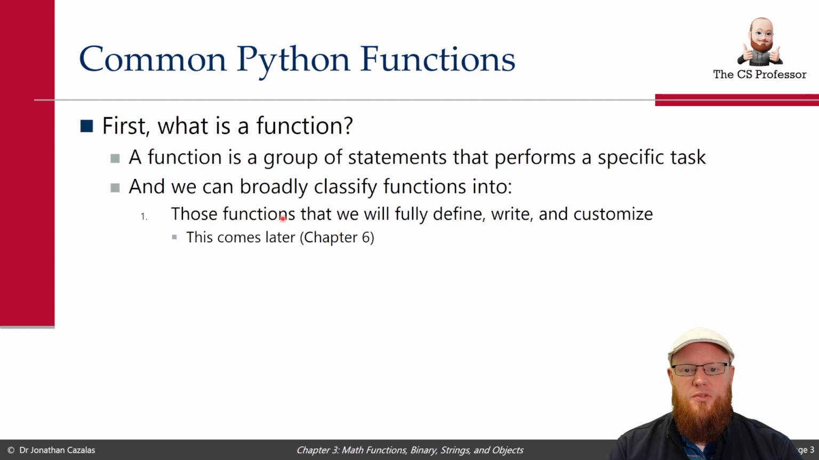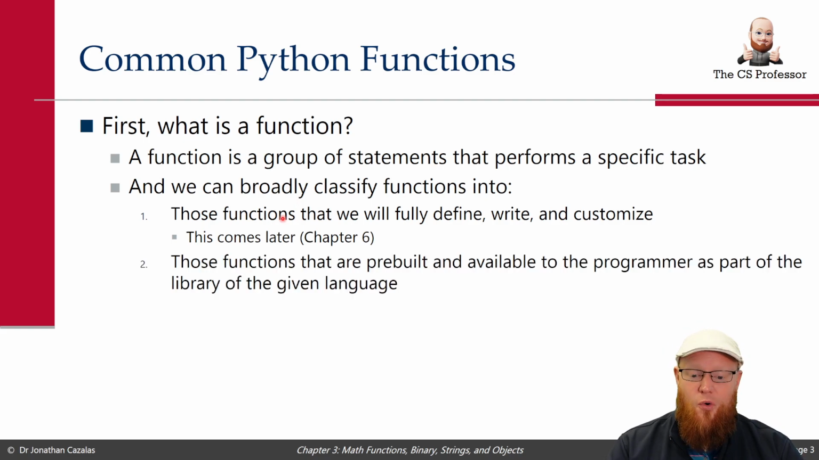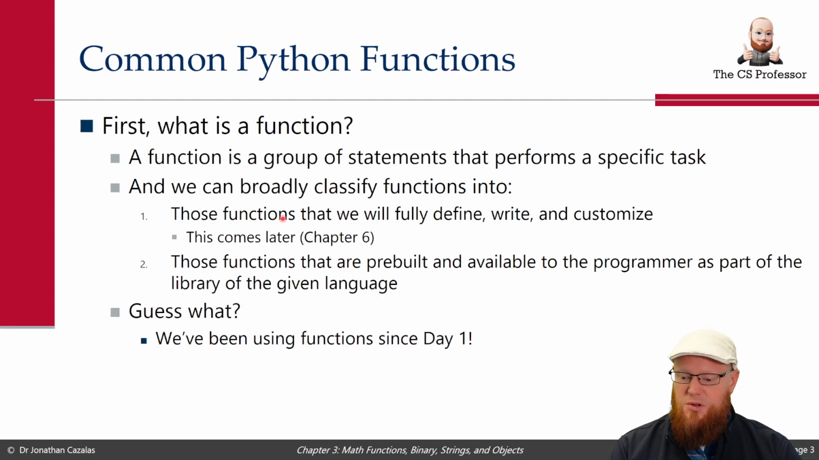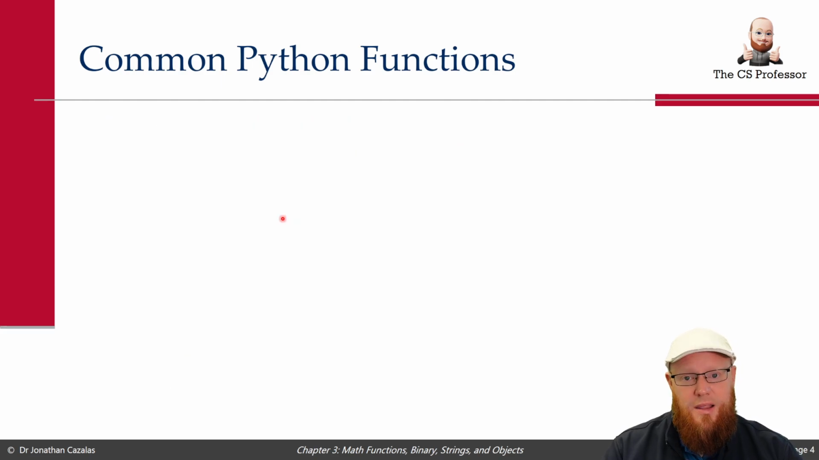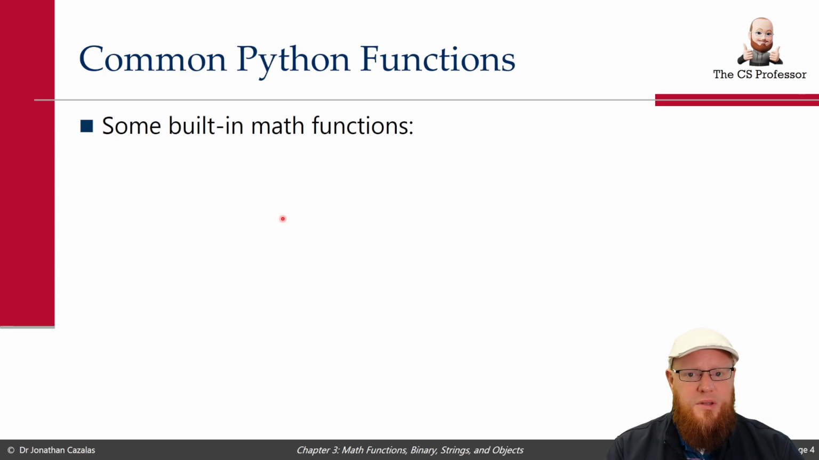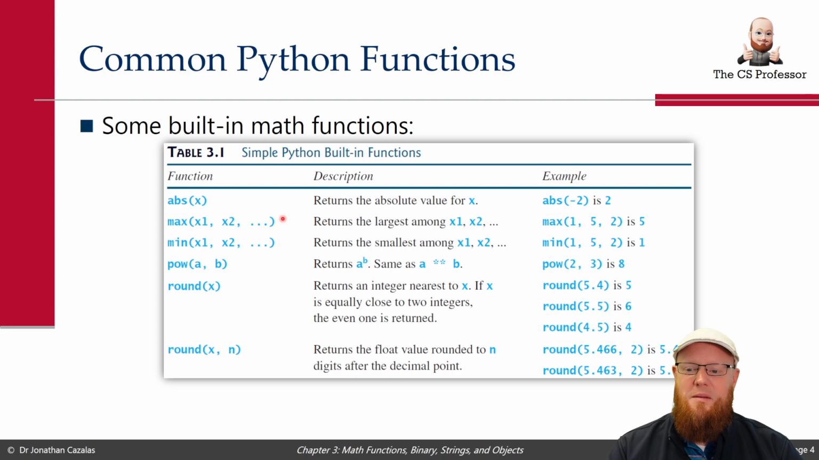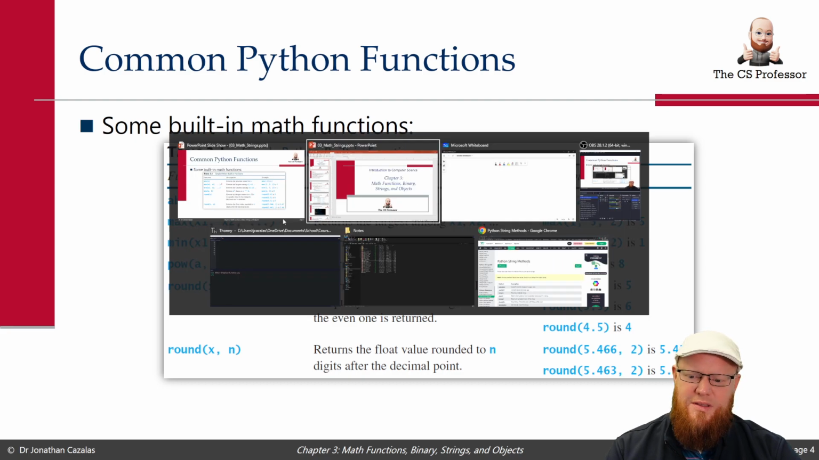and also functions that are already made for us, pre-built and available from the various libraries and parts of the language. We've been using functions from day one, as mentioned: eval, input, print, and others. These are part of the Python library. What we want to see now are some built-in math functions. So we have here absolute value, max, min, pow, round, and we've even seen some of these.